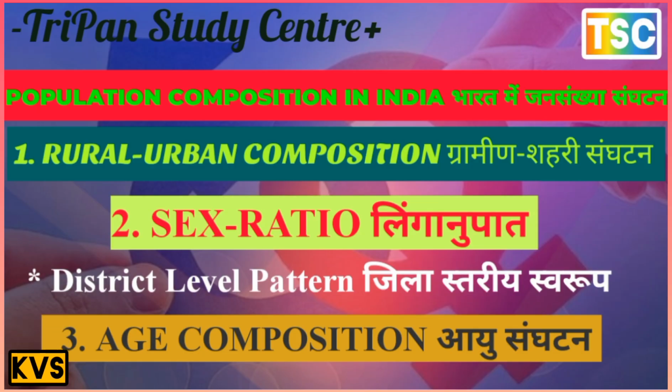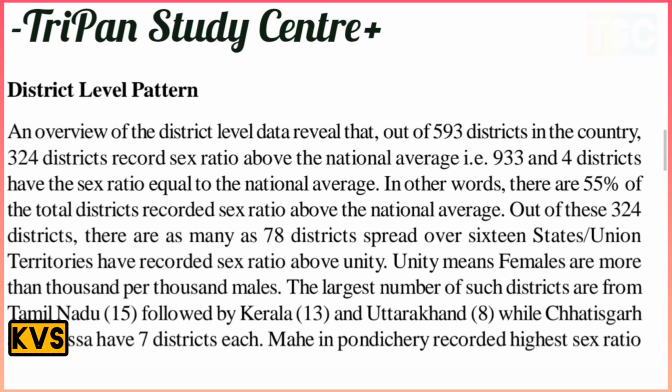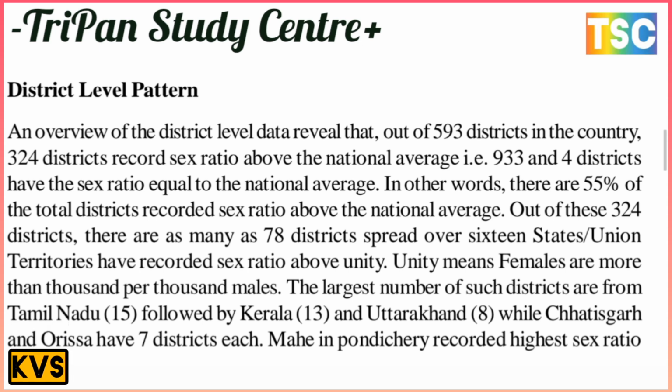The next topic here is district level pattern. What do you mean by district level pattern? An overview of the district level data reveals that out of 593 districts in the country, 324 districts are recording a sex ratio above the national average. The national average is 933 only, and 4 districts have a sex ratio equal to the national average. In other words, 55% of the total districts record a sex ratio above the national average.